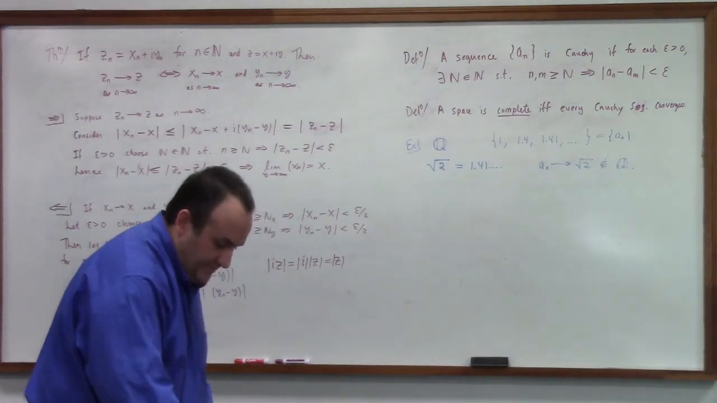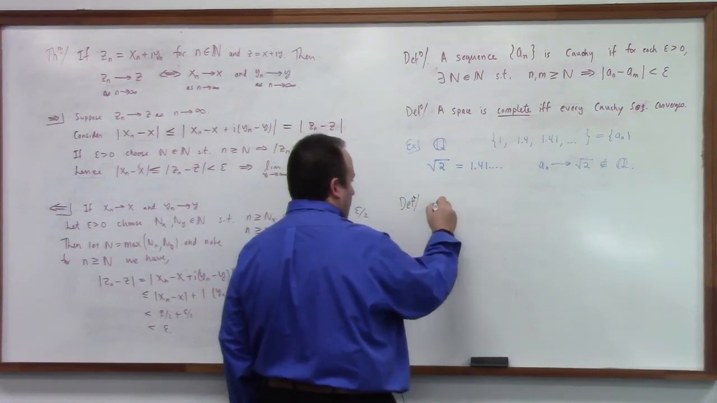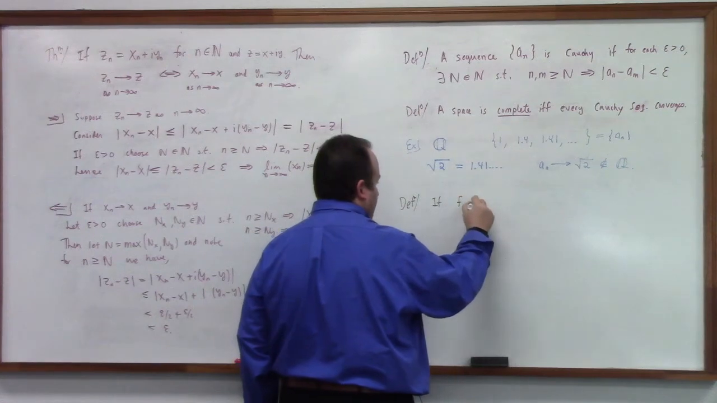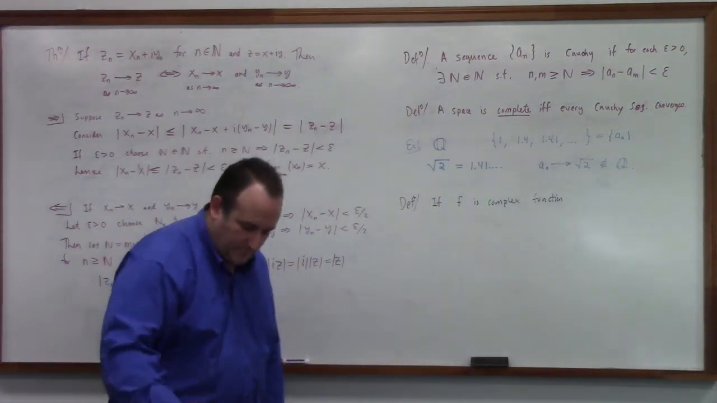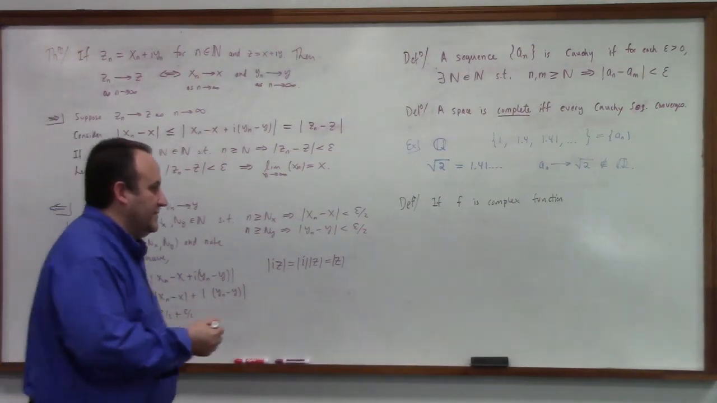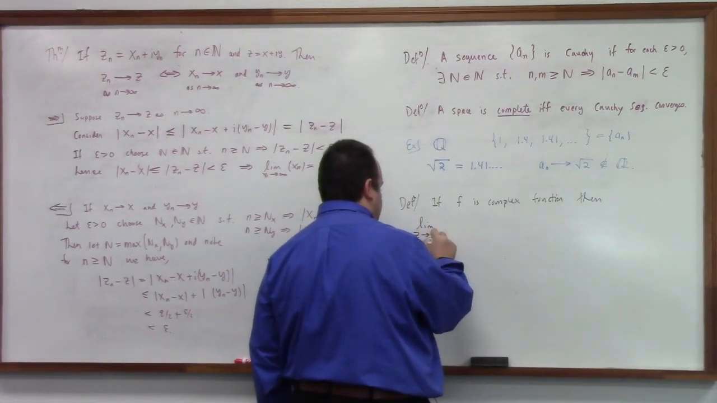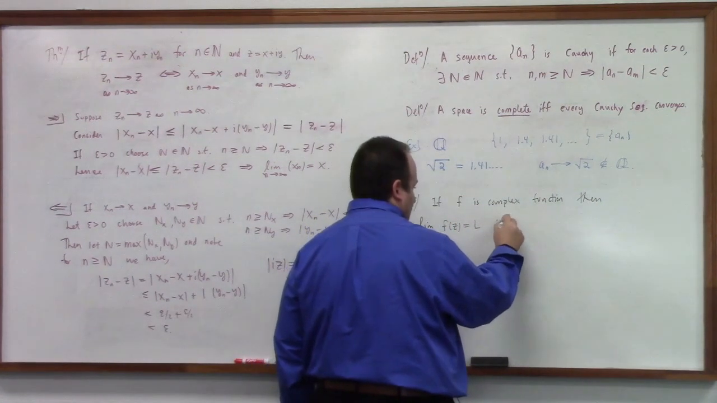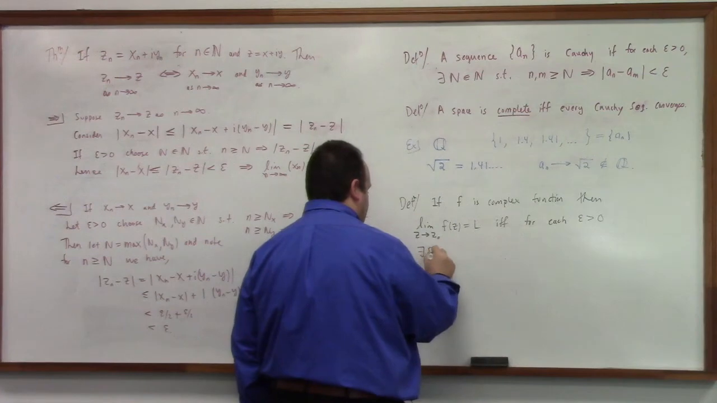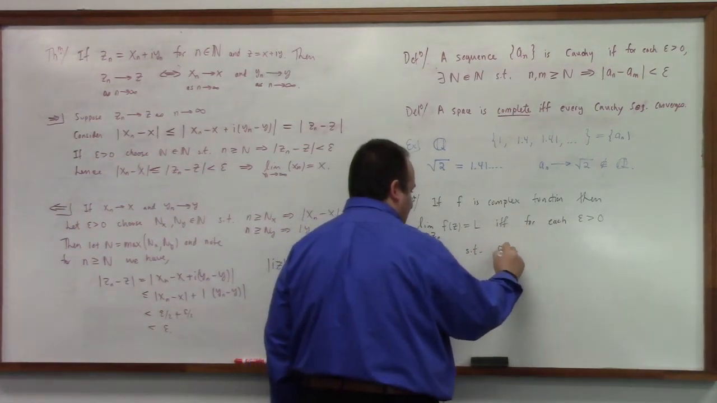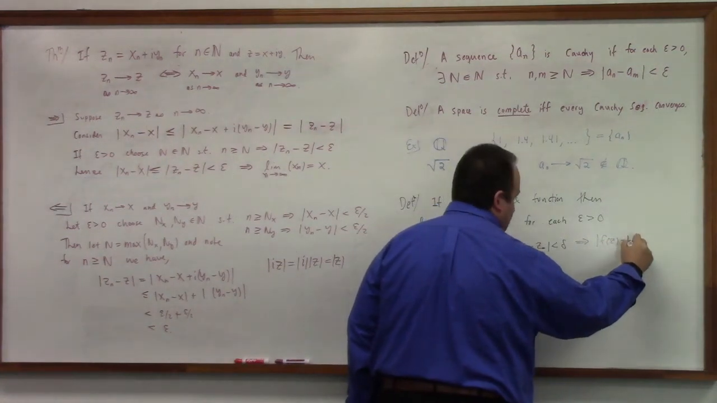All right, so next up, definition. If f is a complex function, a function from the complexes to the complexes, then the limit as z goes to z naught of f of z is equal to L if and only if, for each epsilon greater than 0, there exists a delta greater than 0 such that 0 less than modulus of z minus z naught less than delta implies that modulus of f of z minus L is less than epsilon.